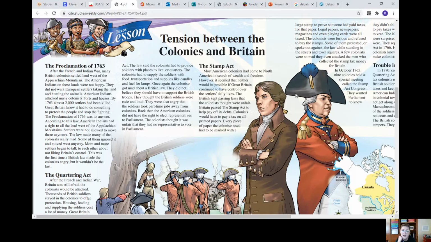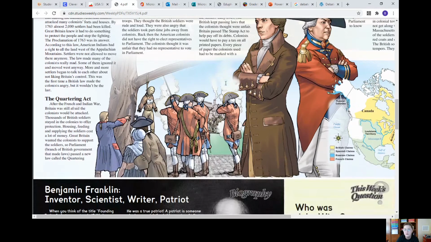Anyways, this was the first time a British law made the colonists angry, but it would not be the last. So if we move down to the Quartering Act. Now, the Quartering Act. This was when, after the war, Britain was still afraid that the colonists would attack. So thousands of British soldiers stayed in the colonies to offer protection.